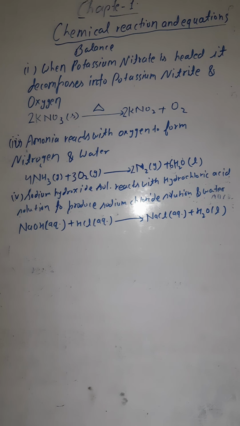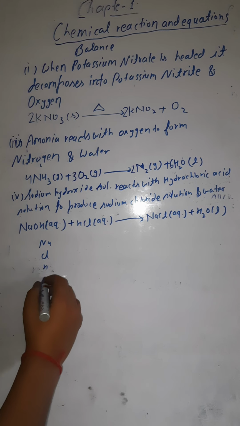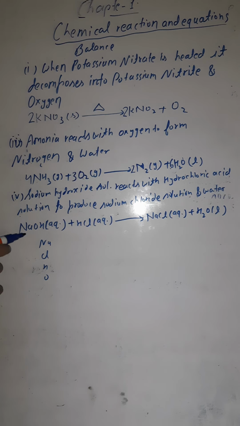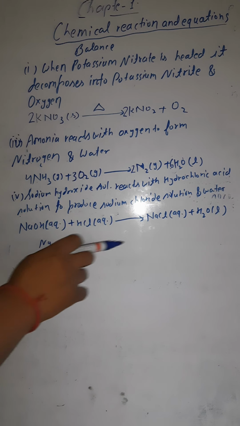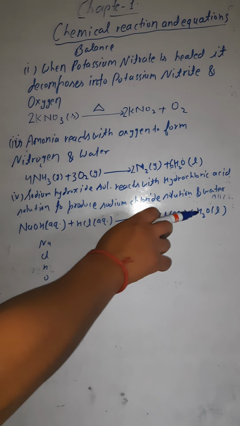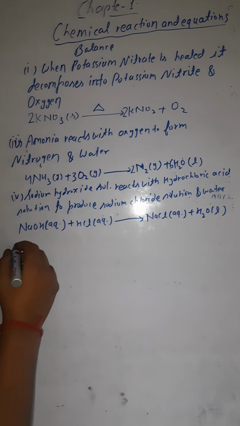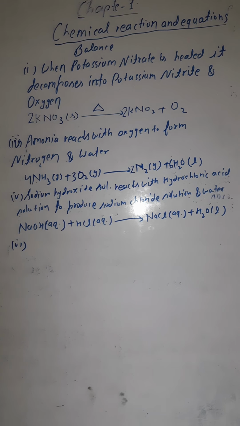Now let's balance this. First we'll balance sodium, then chlorine, then hydrogen, then oxygen. So sodium, if you see, one atom. Now let's check chlorine, one atom there also. Now let's check hydrogen, 1, 2, 1, 2. Now let's check oxygen, 1 and 1. It's balanced already. Okay, now we will move to the sixth.